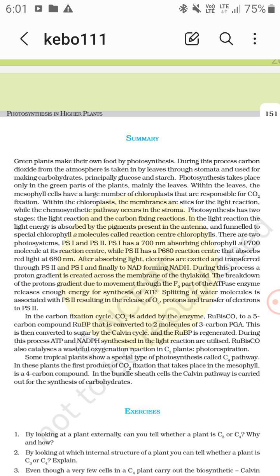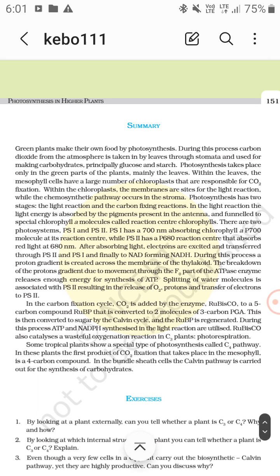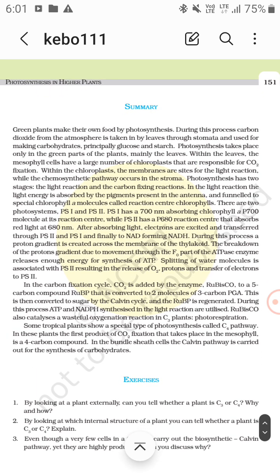Within the chloroplast, the membranes are the sites for the light reaction, while the carbon fixation pathway occurs in the stroma. Photosynthesis has two stages: the light reaction and the carbon fixing reactions.